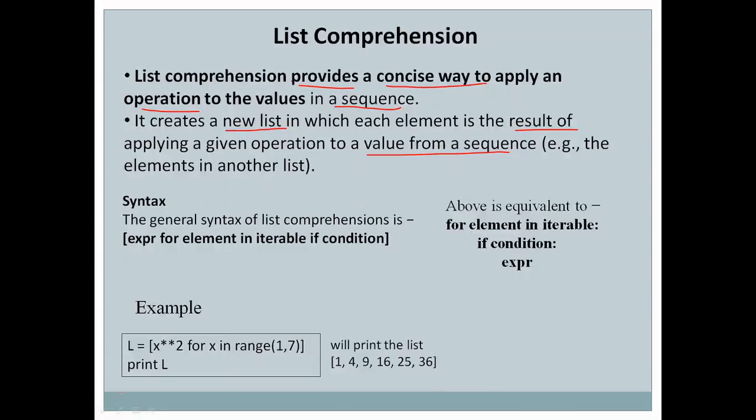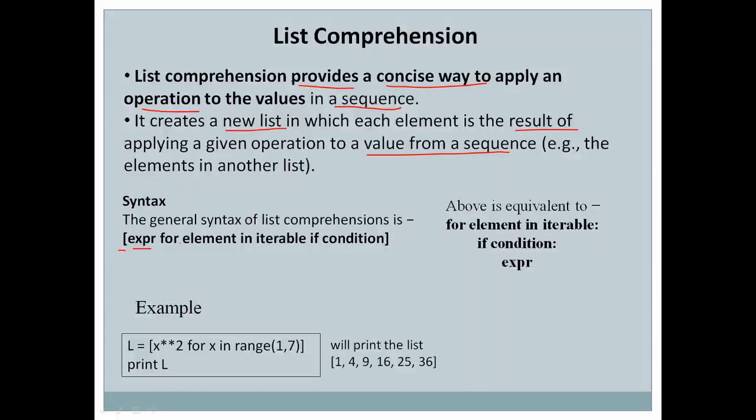The syntax of list comprehension is: inside the square bracket we have expr, expression variable, then we have for, then elements in iterable, if condition, square bracket is closed. So this is the syntax of list comprehension.